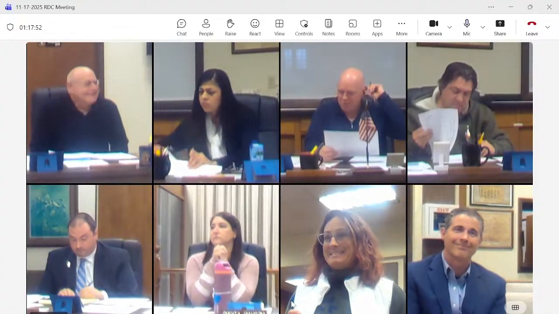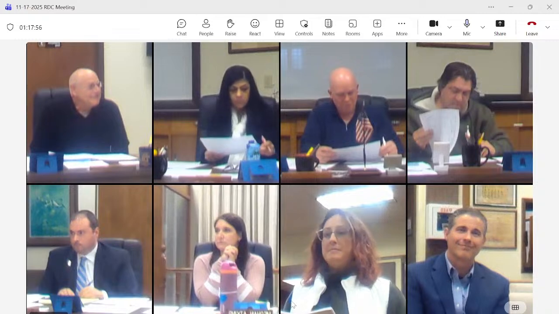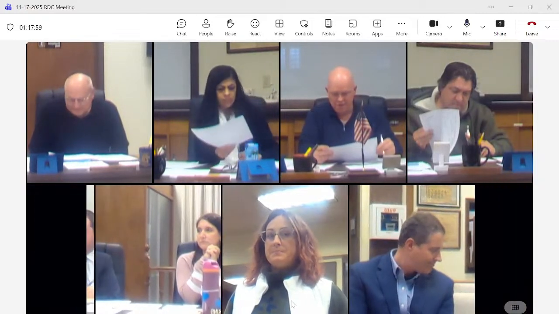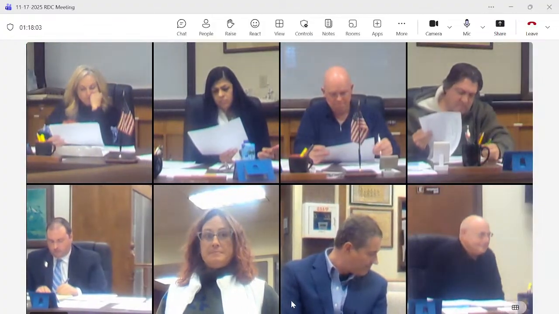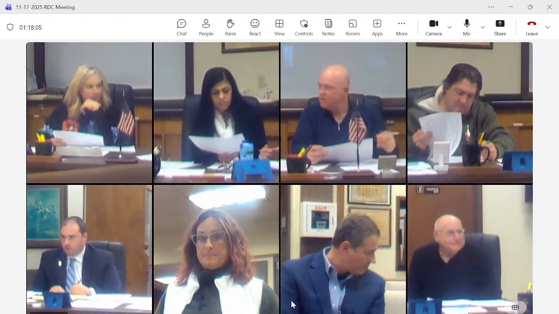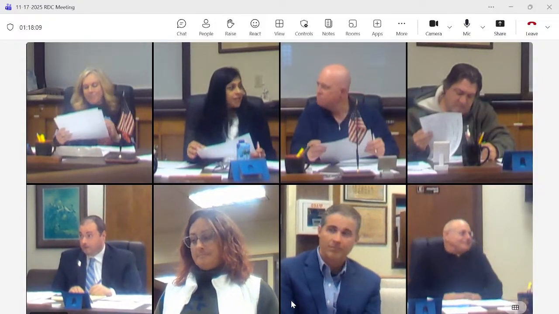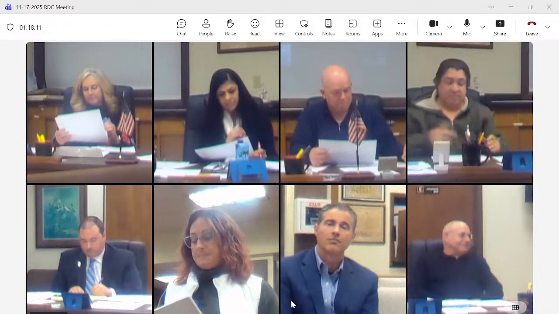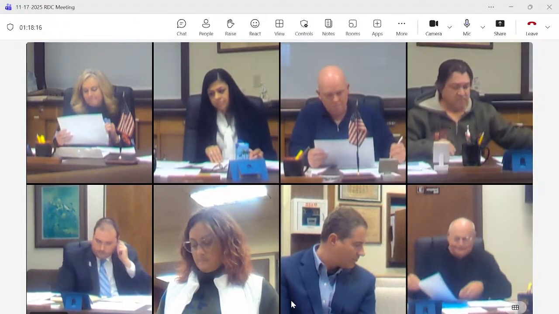Okay, do we have a motion to approve the replat of the Third Road parcels as presented? I motion to approve the replat as presented. Do you have a second? Second. All in favor, say aye. Aye. All opposed, same sign.